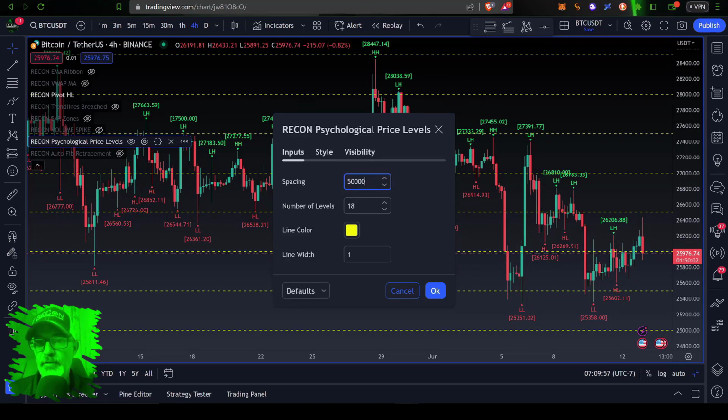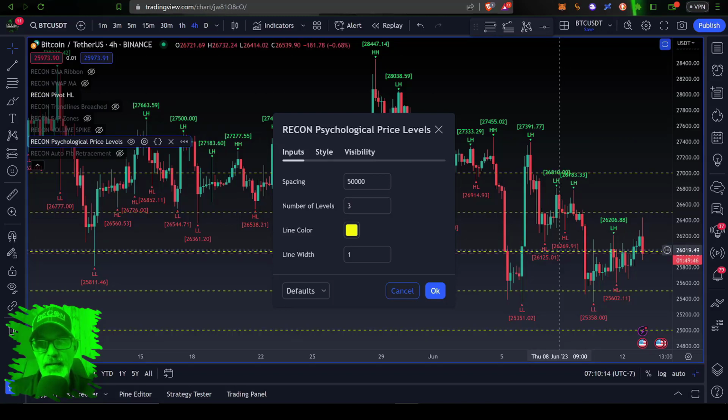Now, number of levels, again, you can play with that. Default's 18. If I drop that into 3, then I will end up with 3 levels above and 3 levels below the current price. But obviously, since I created this indicator, I go with the default because that's the number I prefer, and that's 18.